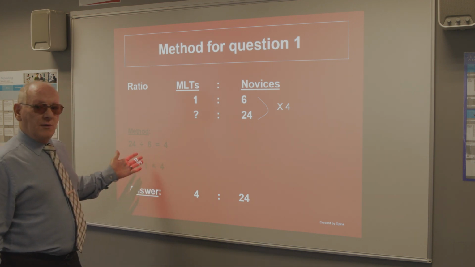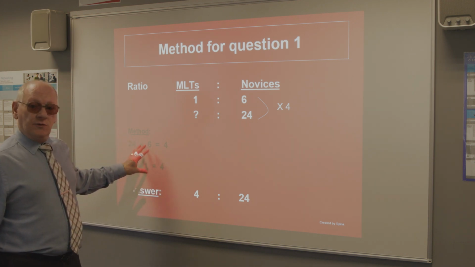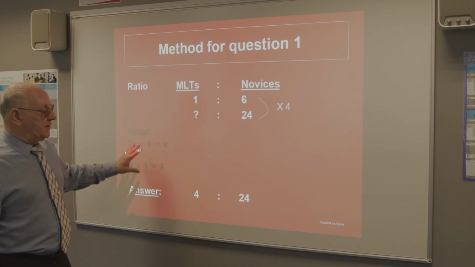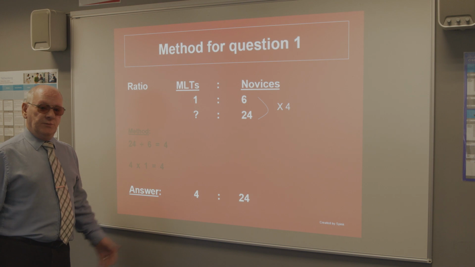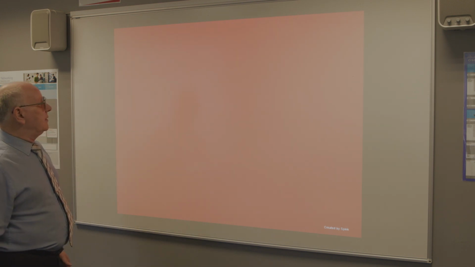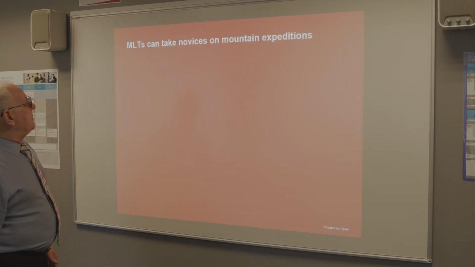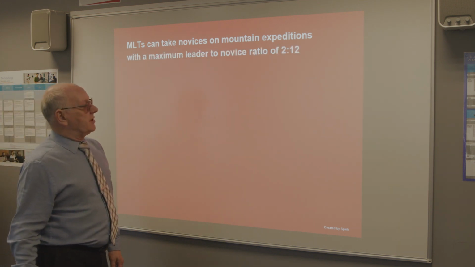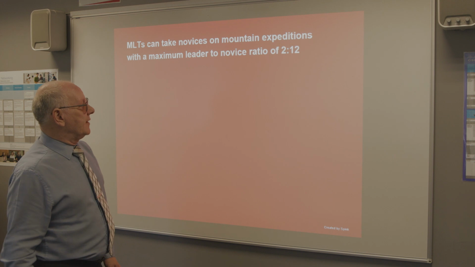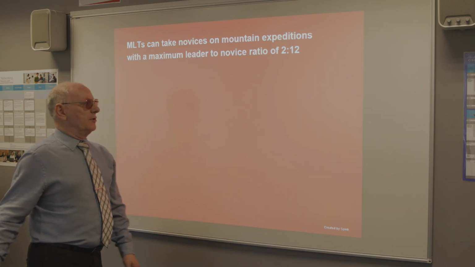It's rigmarole for most people. It makes a lot of sense to other people. So if it makes sense to you, that's fine. I just think it's a long way around when you're on a timed exam. MLTs can take novices on mountain expeditions with a maximum leader to novice ratio of 2 to 12. We know that. They'll keep putting this up just to remind you.